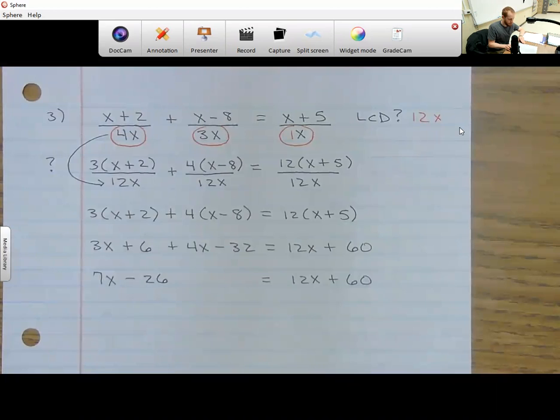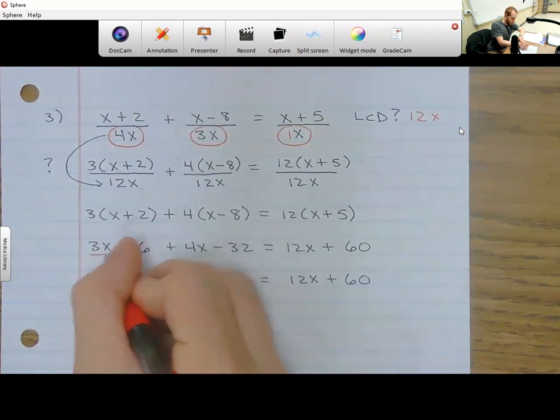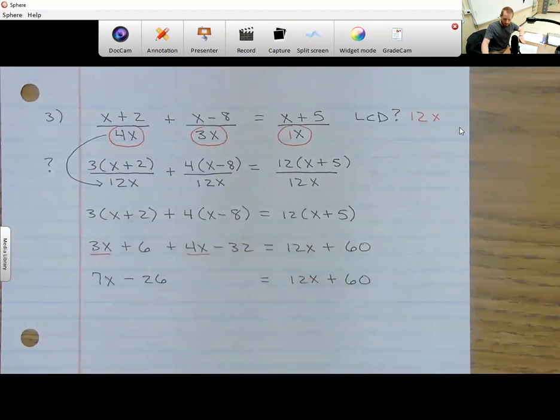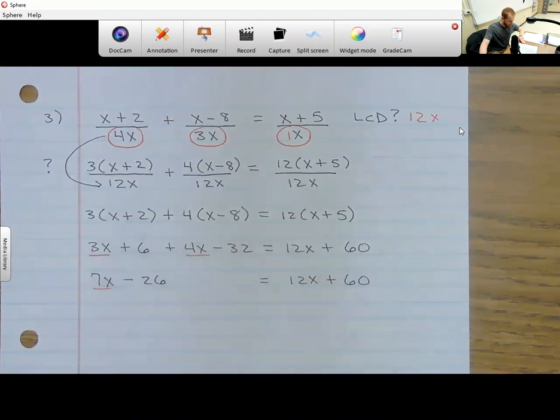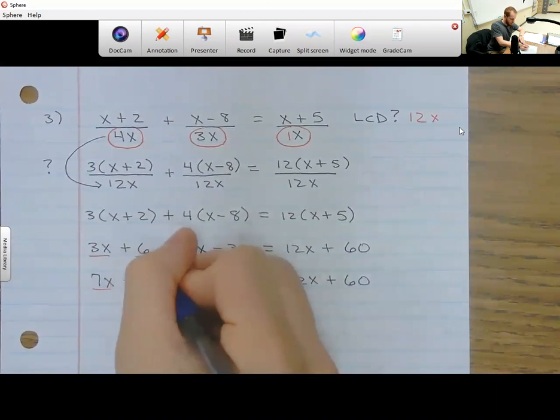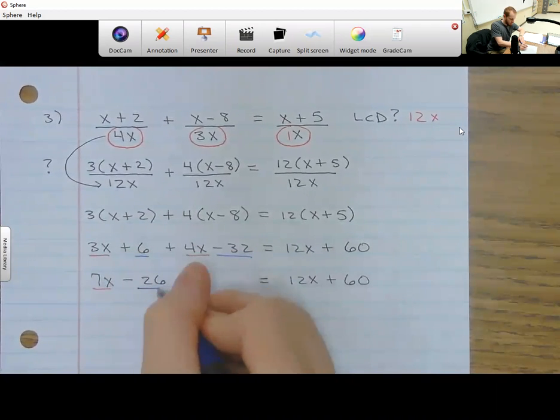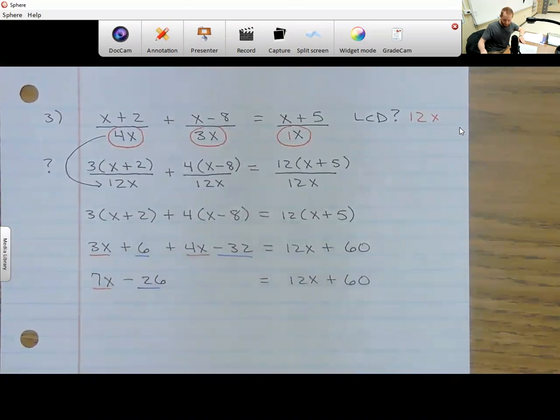So I put the x terms together and the regular numbers together. So basically what I did was this and this to get this. And then I did this and this to get this. Meanwhile, the right side over here is basically unchanged.